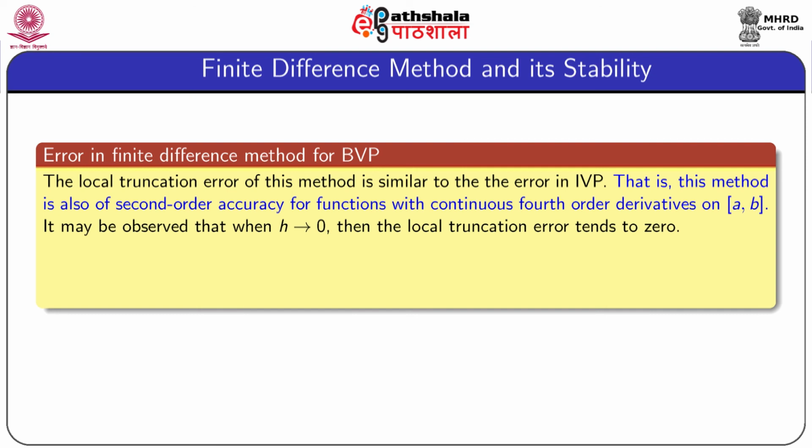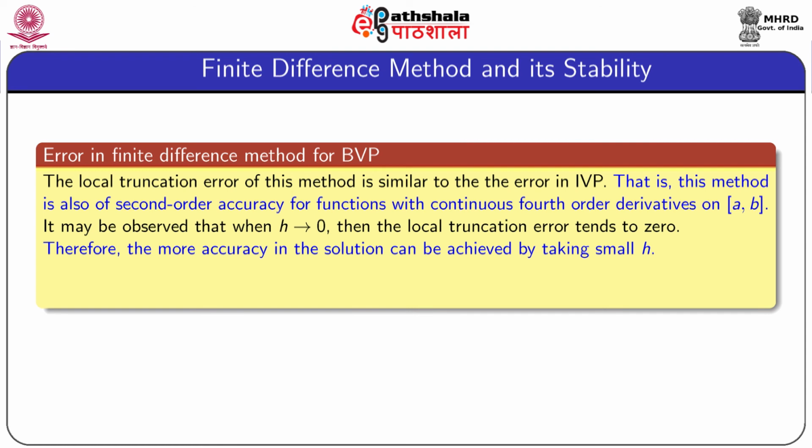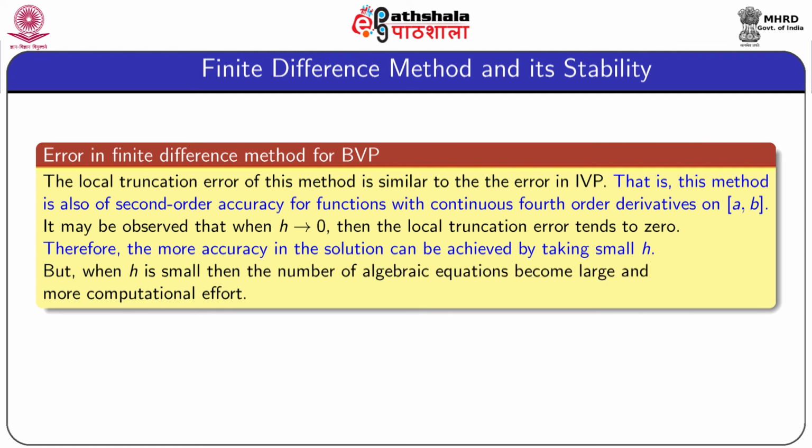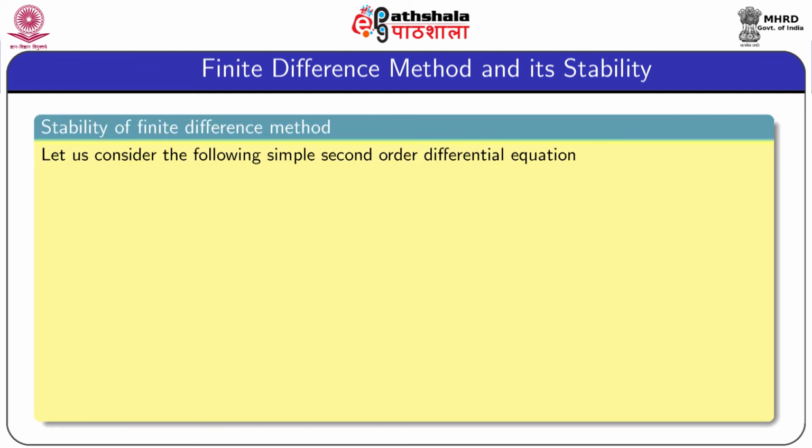It may be observed that when h tends to 0, then the local truncation error tends to 0. Therefore, more accuracy in the solution can be achieved by taking small h. But when h is small, then the number of algebraic equations becomes large and hence needs more computational effort. So, this is the drawback of solving boundary value problems by the finite difference method. Now, we discuss the stability of the finite difference method.